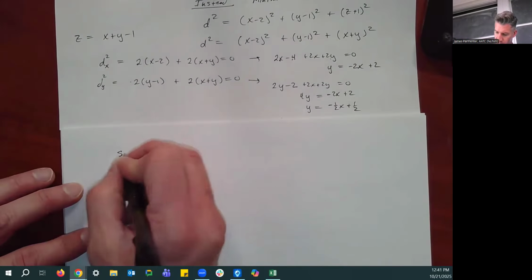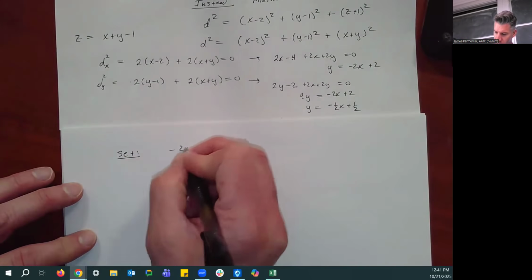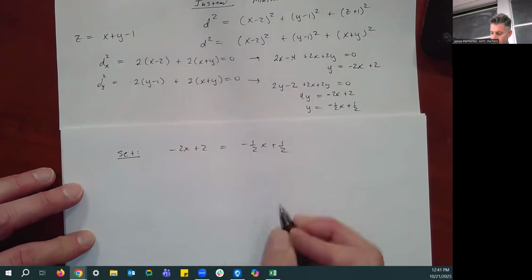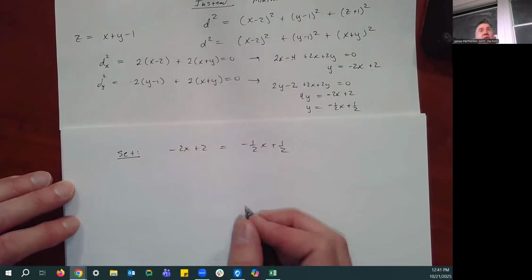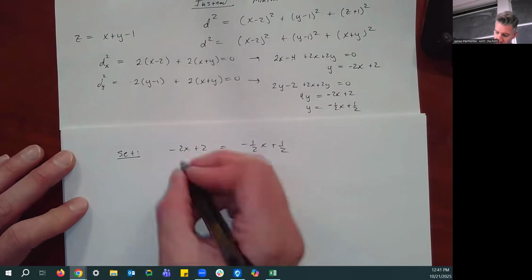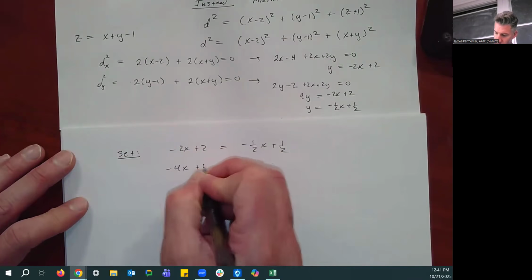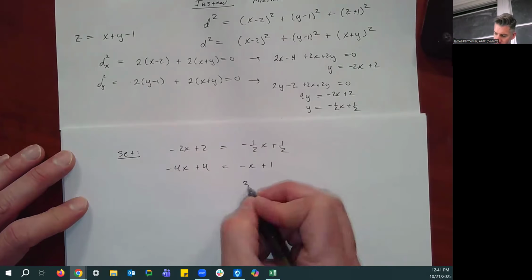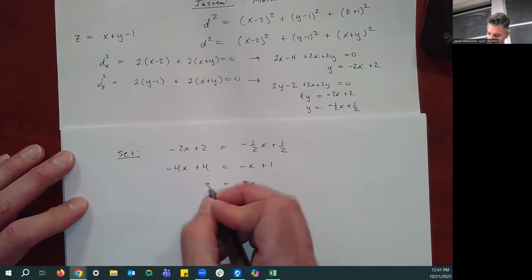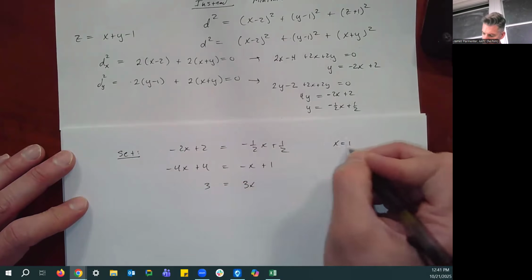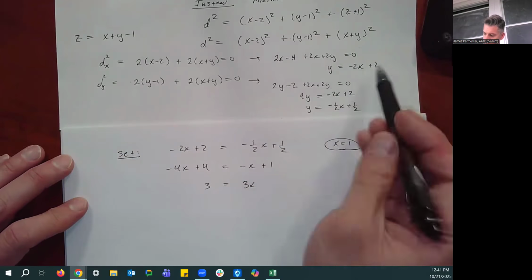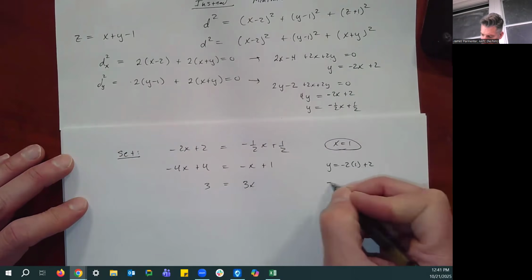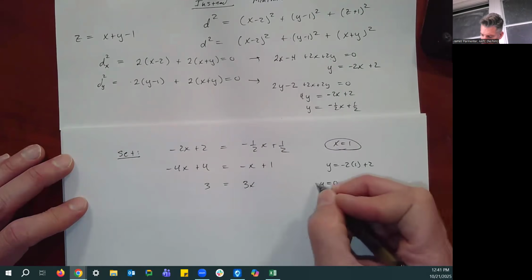So we're going to set negative 2x plus 2 equal to negative 1/2 x plus 1/2. I'm going to multiply both sides by 2, undoing the dividing by 2. Negative 4x plus 4 equals negative x plus 1. So then adding 4x, subtracting 1, we're going to get x equal to 1. And then if we plug that back into one of our y equations, y is going to equal negative 2 times 1 plus 2, which is y equal to 0.